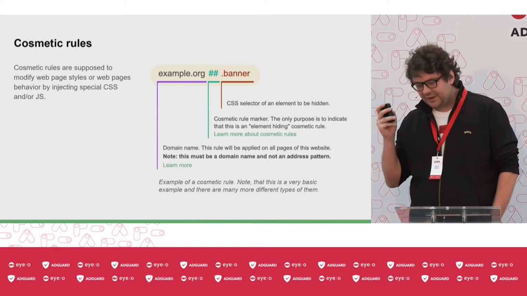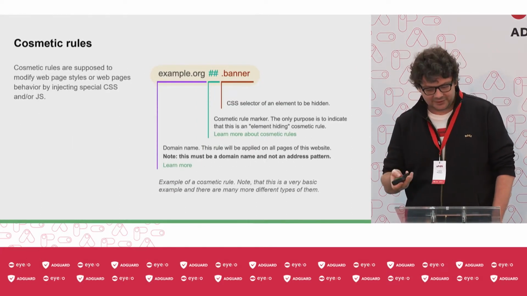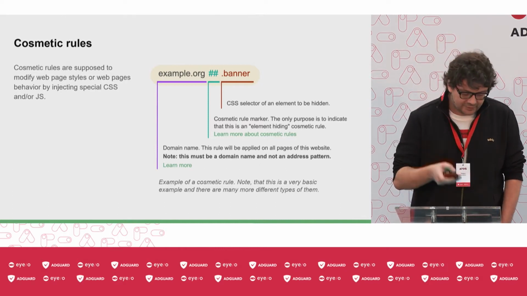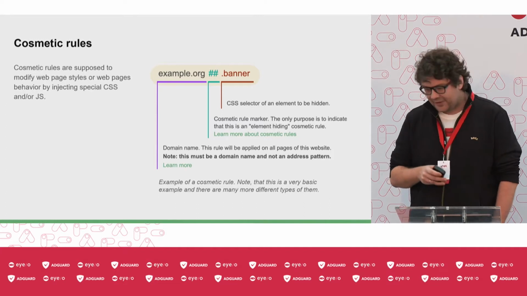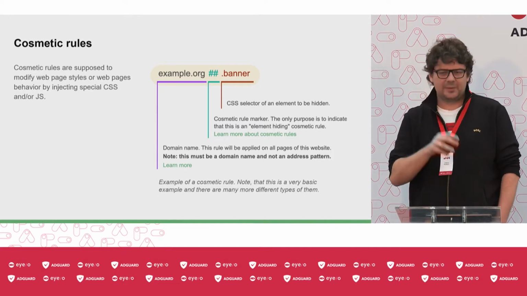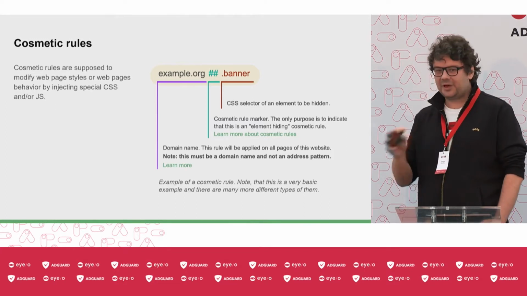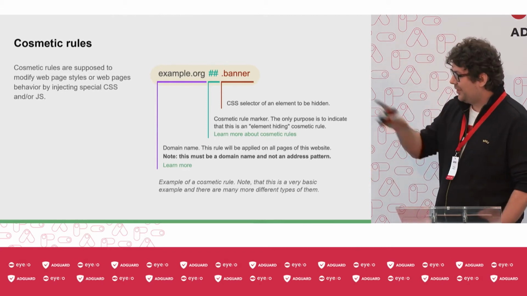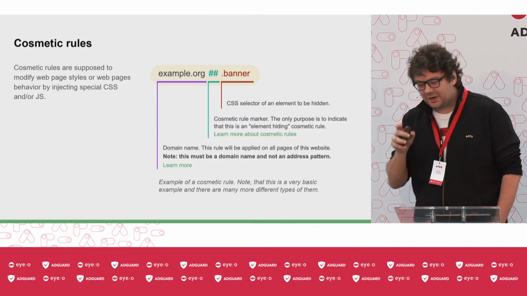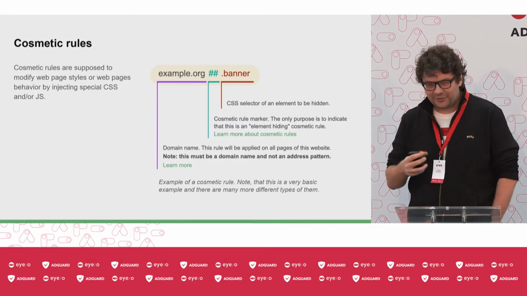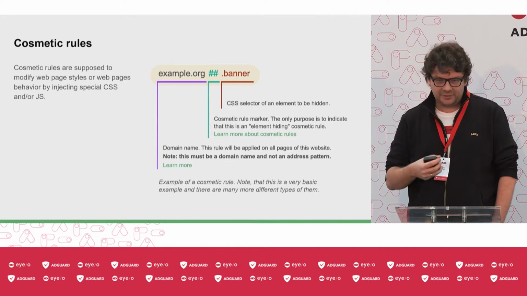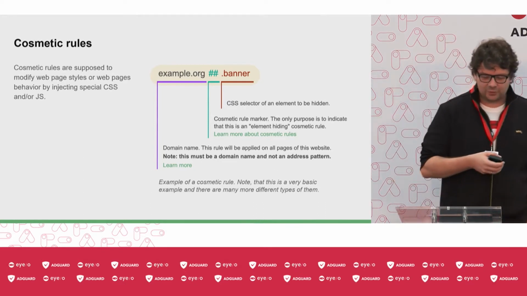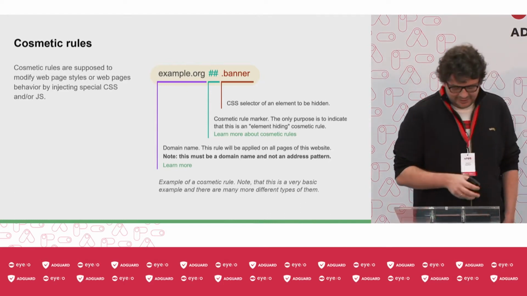Instead, I would like to introduce the other, equally important part of content blocking, which is cosmetic rules. This is an umbrella term. It's not just about hiding elements, at least in my understanding, despite the example being exactly about that. Cosmetic rules are supposed to modify web page styles or web page behavior by injecting special CSS or JavaScript.